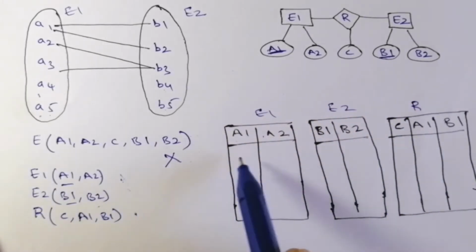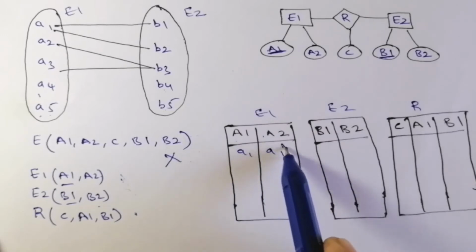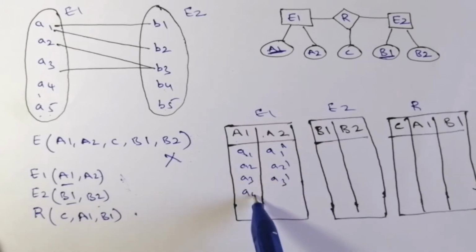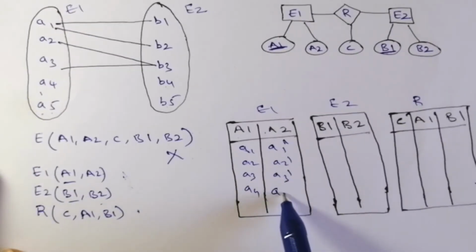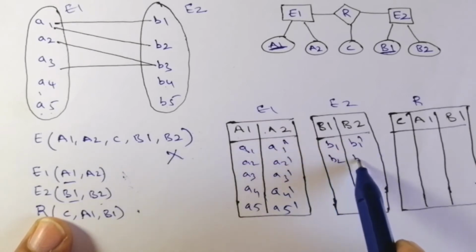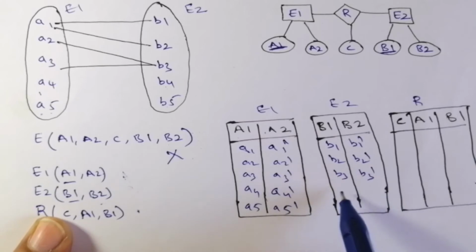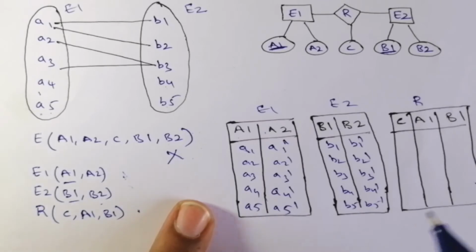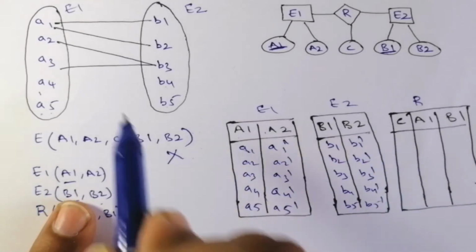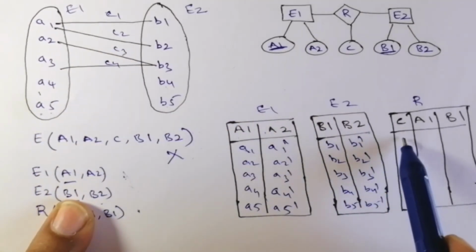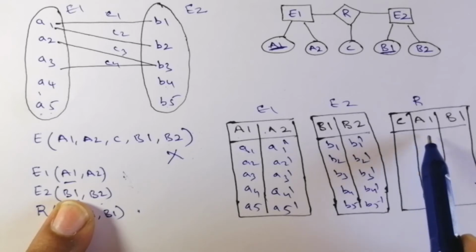If you see here this side, a1 a1 dash, a2 a2 dash, a3 a3 dash, a4 a4 dash, and a5 a5 dash, right. If we take the b1 case, b1 b1 dash, b2 b2 dash, b3 b3 dash, b4 b4 dash, and b5 b5 dash. So not a problem. If you take this side, for example c1 c2 c3 c4, right. Let us take one by one.